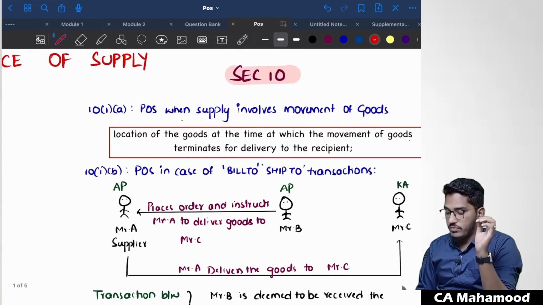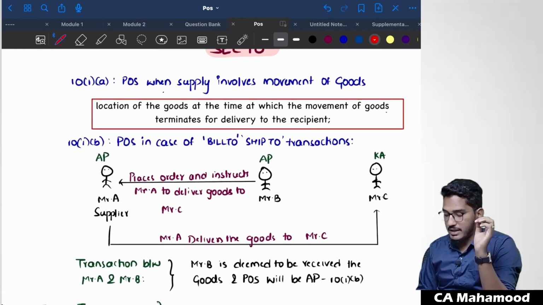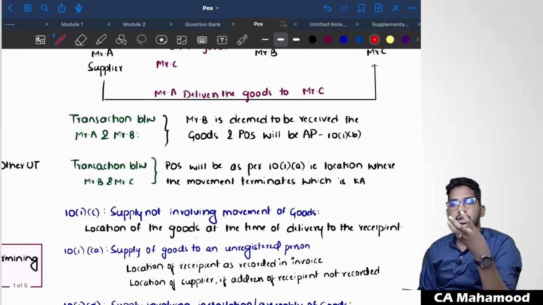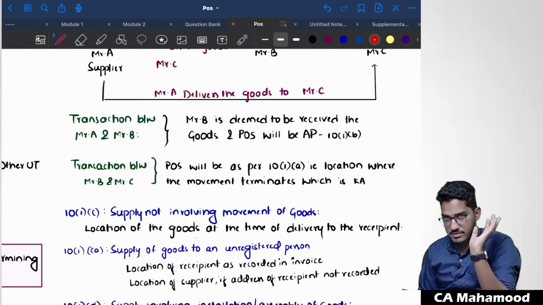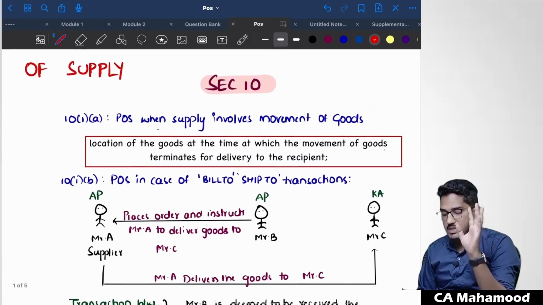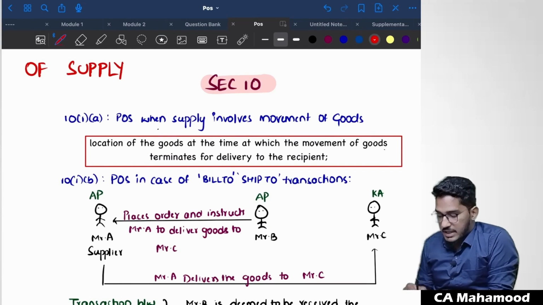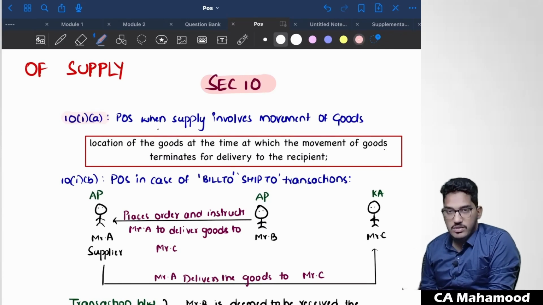In that also we have section 10 subsection 1. In section 10 subsection 1, various clauses are there. Each clause talks about different kinds of supply of goods and how to determine place of supply in different circumstances. So we'll take up each clause at a time and try to understand it. Okay, so let us begin our discussion with section 10 subsection 1 clause A.